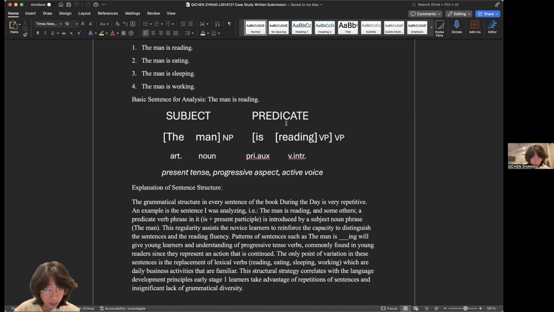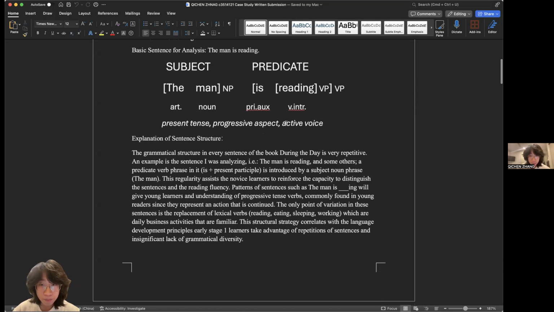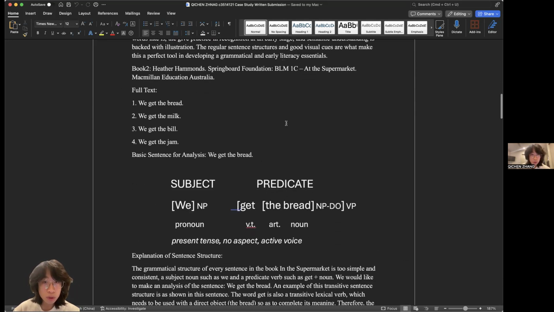Most common words like is give practice in recognition at an early stage, and semantic understanding is backed with illustration. The regular sentence structures and good visual cues are what make this a perfect tool in developing grammatical and early literacy essentials.